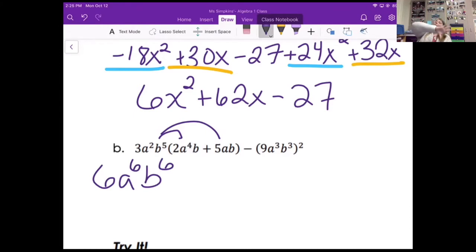And then if I take my 3a squared b to the 5th to my second term, 3 times 5 would be 15. A squared and a to the 1st would give me a to the 3rd. B to the 5th, b to the 1st would be b to the 6th. Then I'm going to put my minus sign, and then we'll talk about that second set of parentheses in a second. Give everybody a chance to get there.